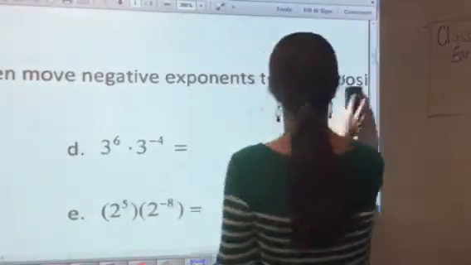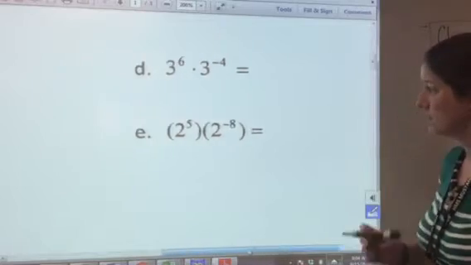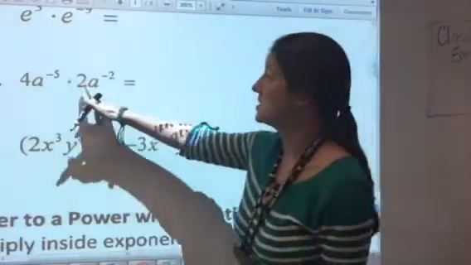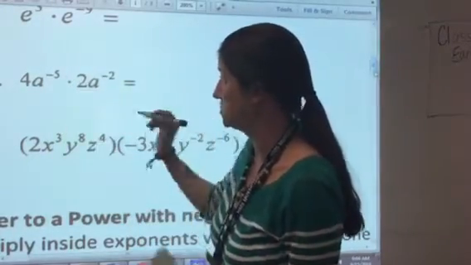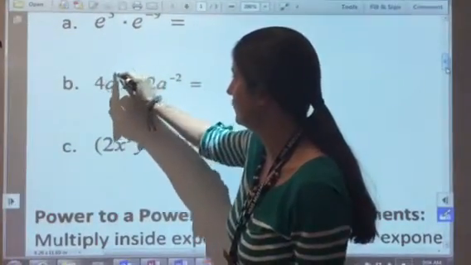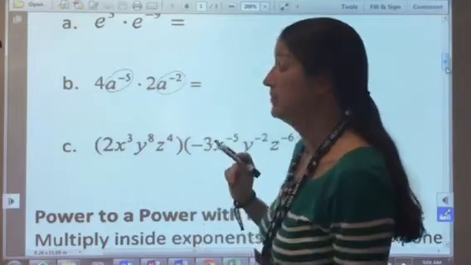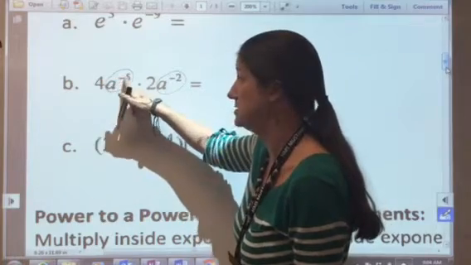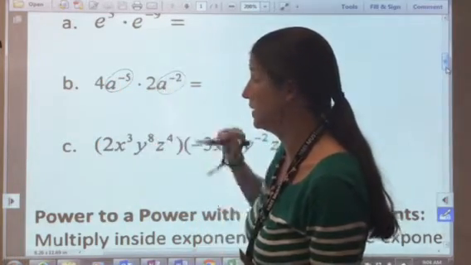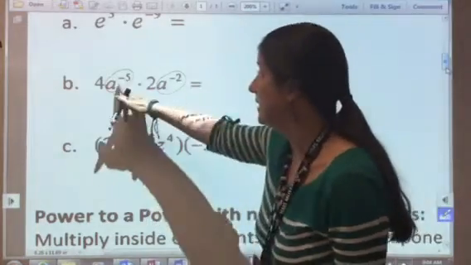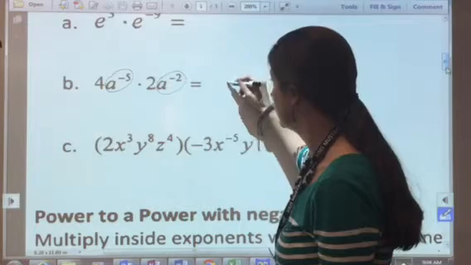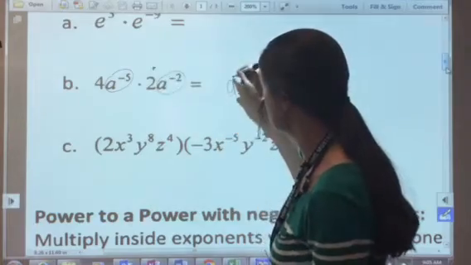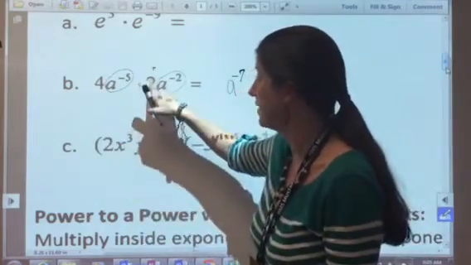All right, we're gonna look at another problem. So we're still on page 20. We're gonna go to problem B. So here we're gonna use the product of powers property first to multiply a to the negative 5th times a to the negative 2. Again, no parentheses, so this negative 5 exponent only applies to the a, and this negative 2 exponent only applies to the a. So keep the base, add the exponents, and we get a to the negative 5 plus negative 2 is negative 7. Then we have 4 times 2 left.